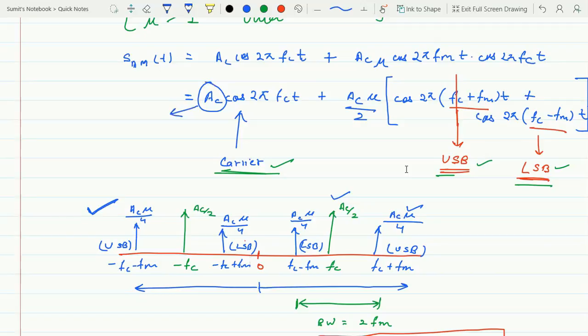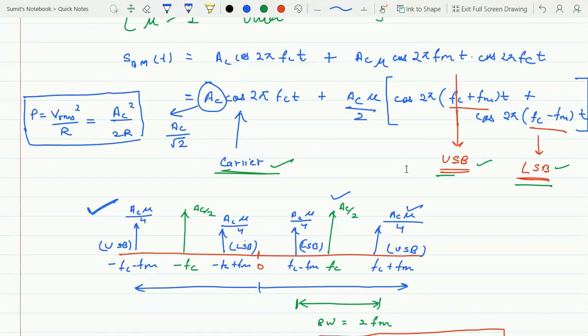If you want to find its power, you have to simply use the formula for power. Power is basically V_RMS squared by R, right? This is the peak value, so the RMS value would be Ac by root 2. So V_RMS squared by R becomes Ac squared by 2R. This is the power for the carrier signal. Now if I want the power normalized with respect to resistance, I'll just keep R equal to 1 ohm. So the power becomes Ac squared by 2.